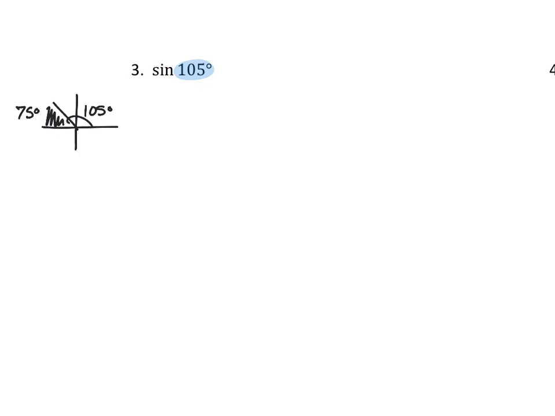Now in this quadrant, will I have to put the minus sign in front of this? No. Why not? Sine is positive in quadrant 2. So this really, all we're going to be finding is the sine of 75 degrees. Is there a way we can combine the numbers 30, 45, or 60 and make 75?